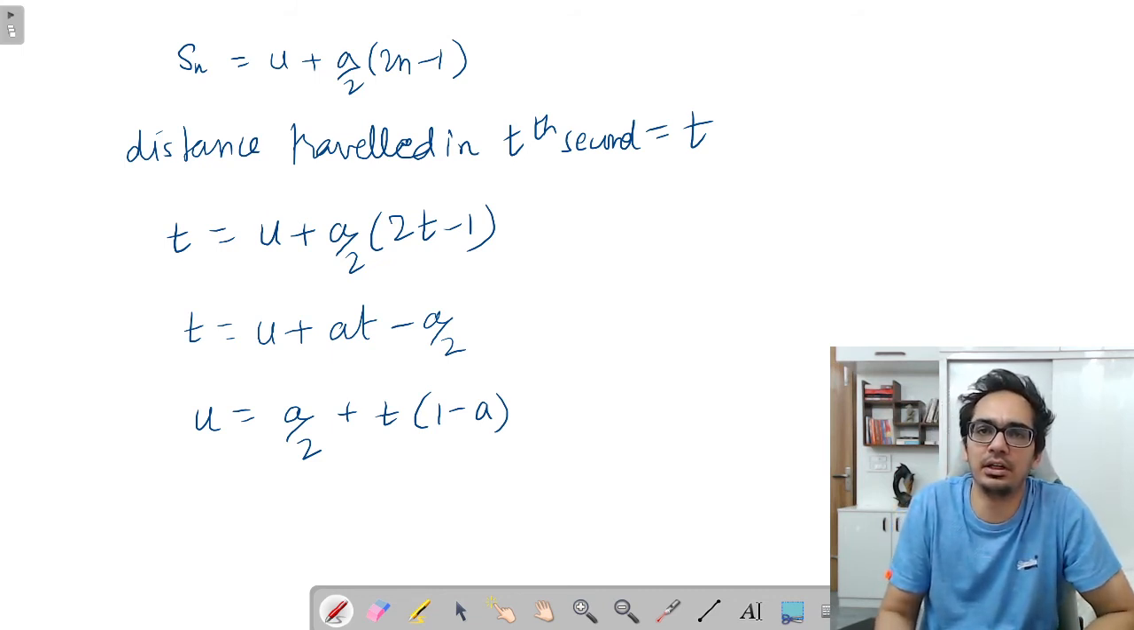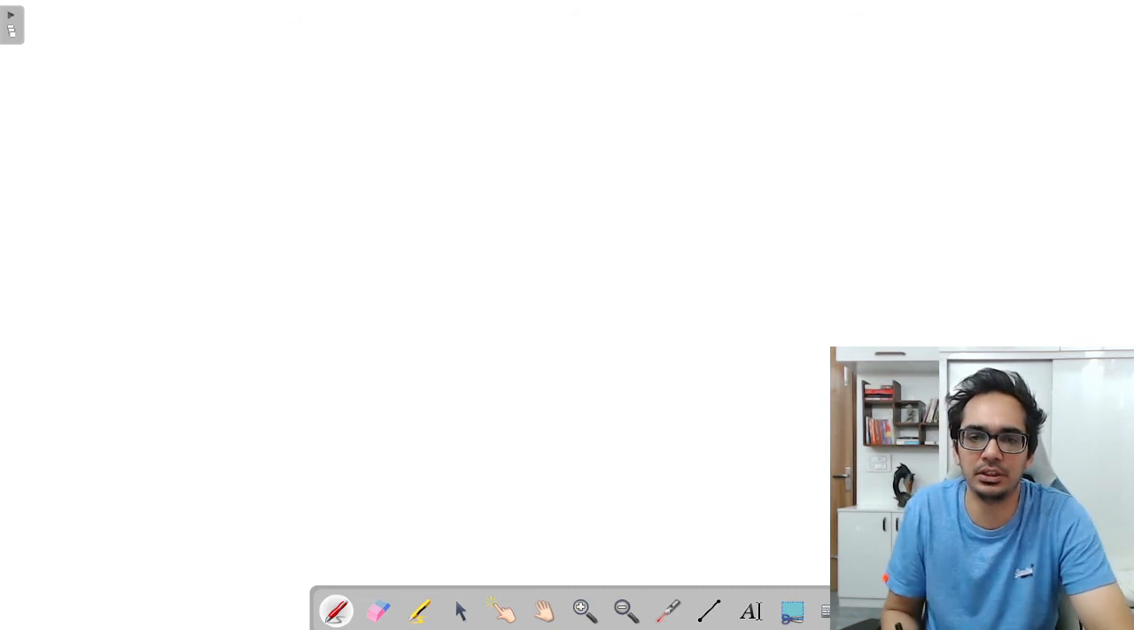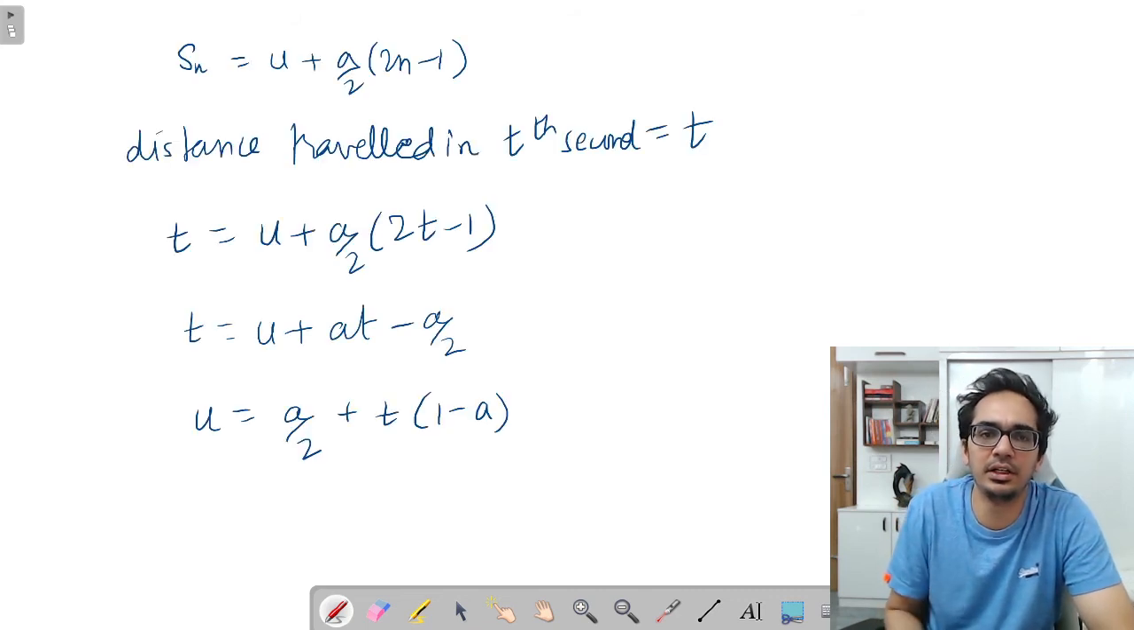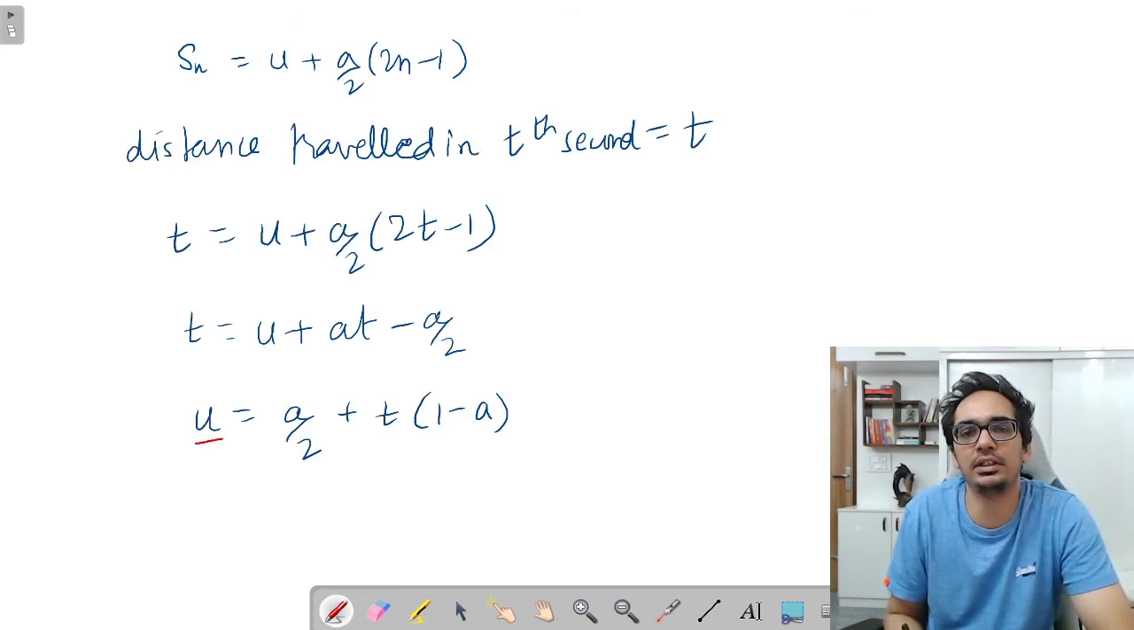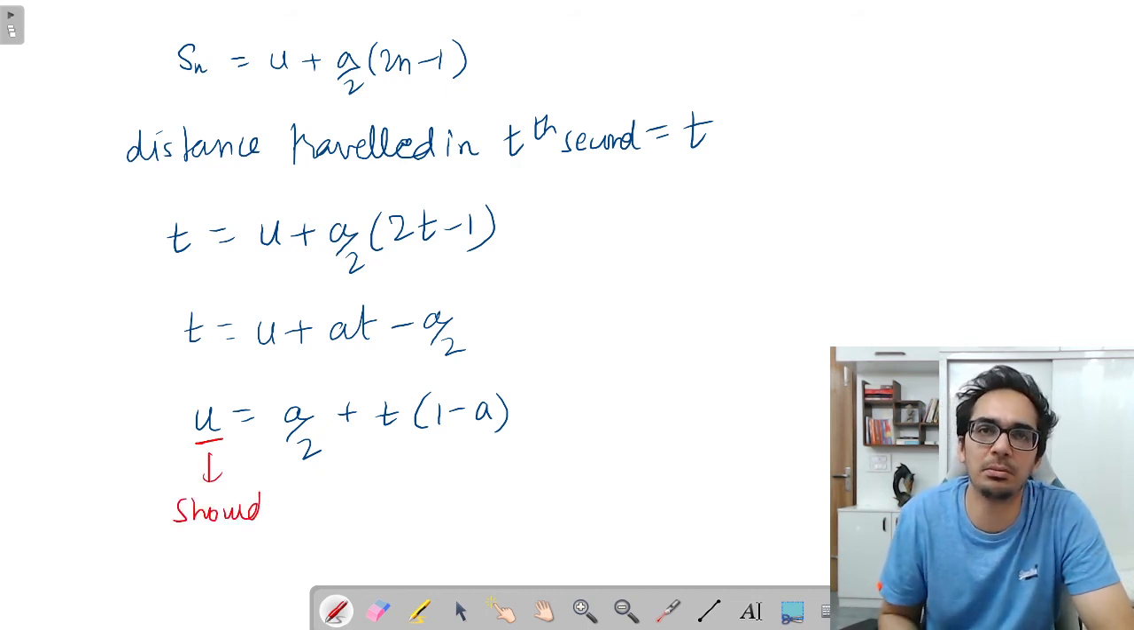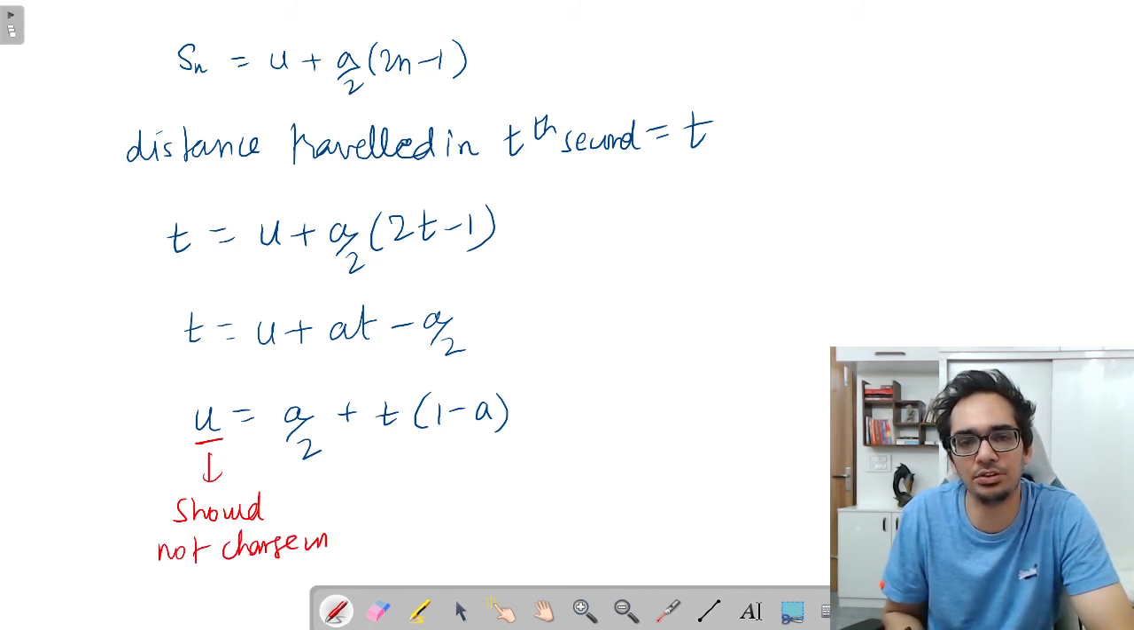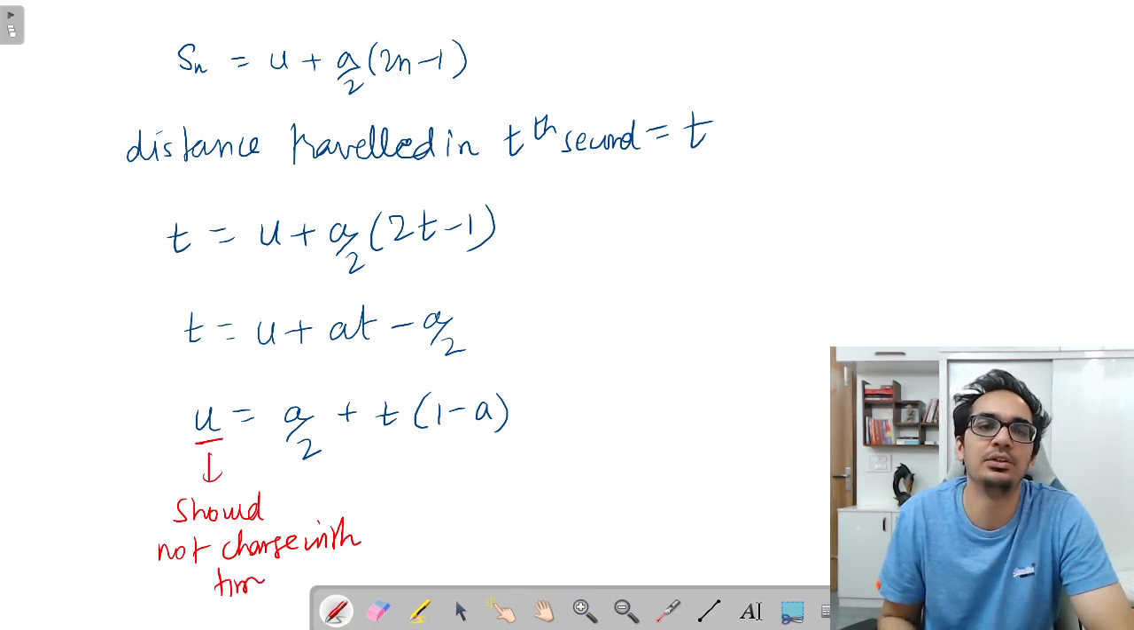Now see, one interesting approach is there. Here this is the equation, right? U is the initial velocity, a is the acceleration. So u should not depend on time. This is one interesting approach. You can apply in other questions also. U should not change with time, because u is a constant. So if u is a constant, it should not change with time.